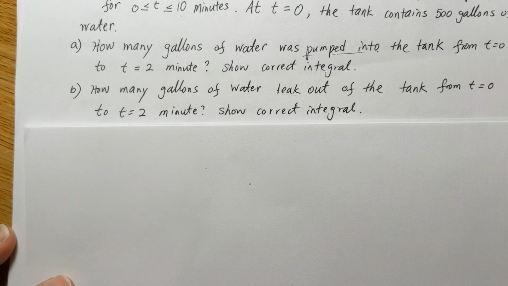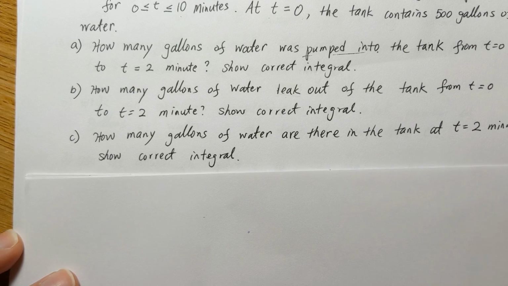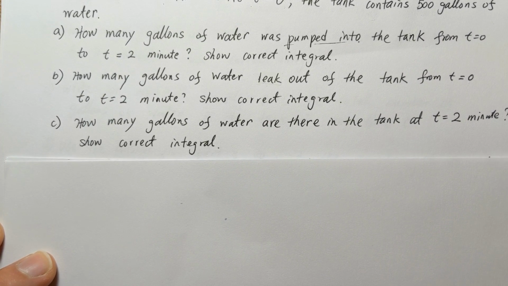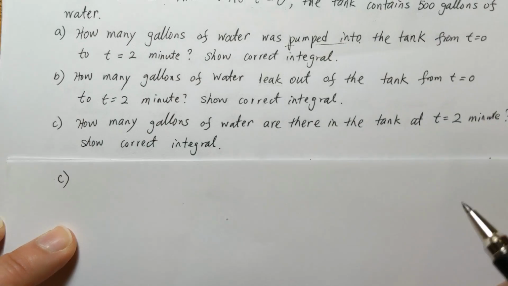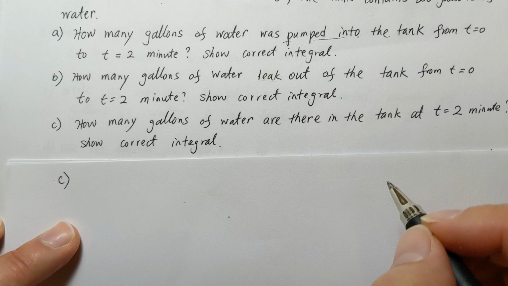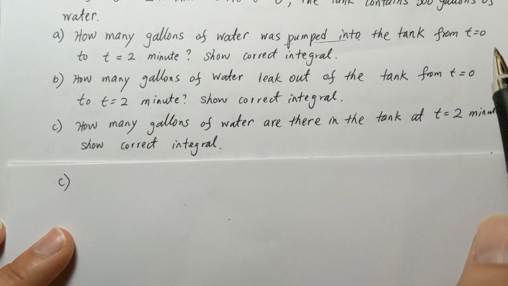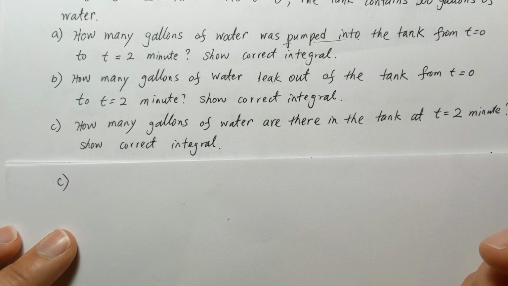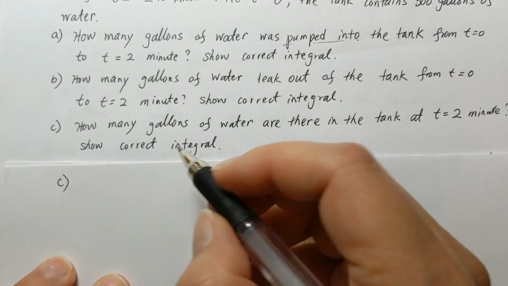Now let's take a look at part C. How many gallons of water are there in the tank at t equals 2 minutes? Show the correct integral. So we still have to use an integral to show the work. Let's analyze this question. We have water going in and water going out, and at t equals 0 we have 500 gallons. So that means we have to put all of them together.